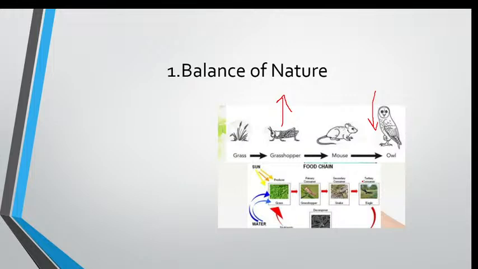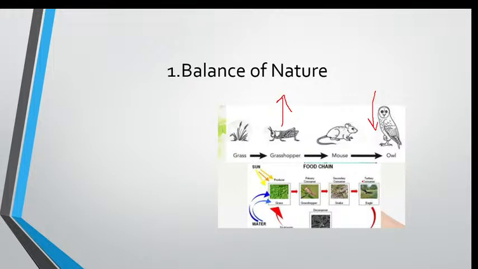In an ecosystem there should be plants, there should be grasshopper, there should be mouse, and there should be microbes too. Just imagine if there is no microbe in an ecosystem, the dead and decaying organisms will not degrade. There will be a heap of dead bodies in an ecosystem. So there should be microbes also. The balance of nature is very, very important because each organism has its own role in the food chain as well as the food web.